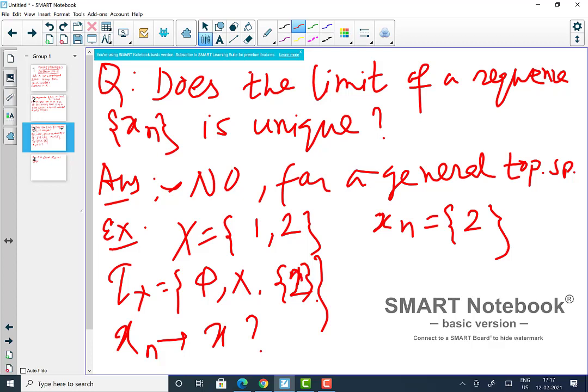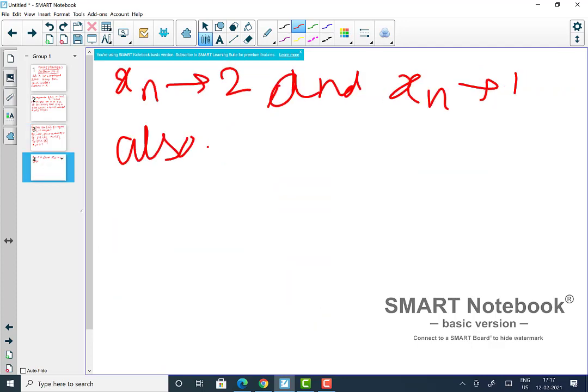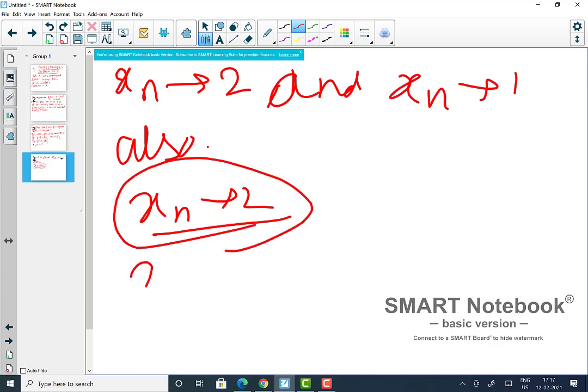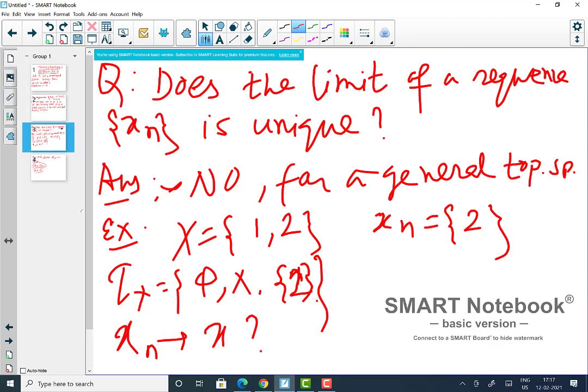So any neighborhood of 2 also contains 1. See, I mean, obviously, if you choose 1 here, okay. So I mean, xn converges to 2. This is obvious, because for every such n, it is the same, right? The question is why xn also converges to 1. So if you choose any neighborhood of 1, what are the neighborhoods of 1? There is only one neighborhood of 1, which is x itself, right? Now obviously this neighborhood contains 2 also, see.